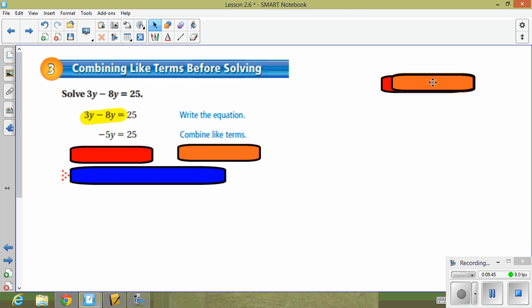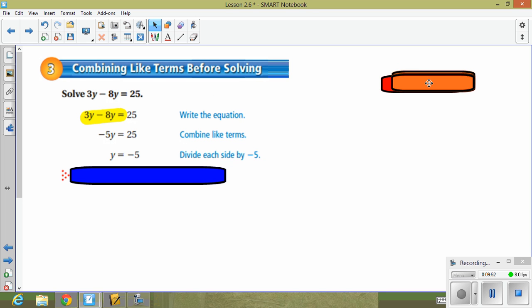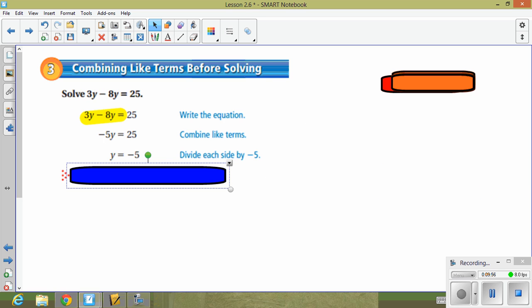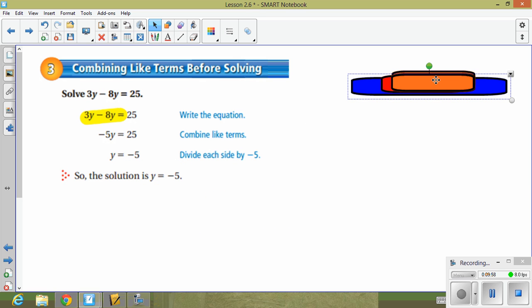So it's negative 5y equals 25. We divide each side by negative 5. So we get y is equal to negative 5. Sorry about that.